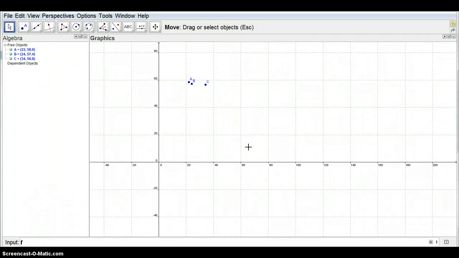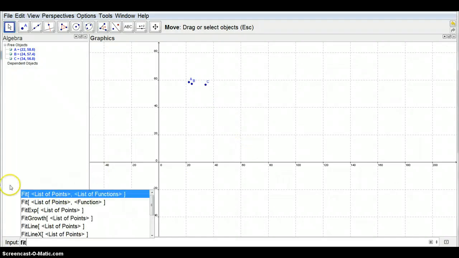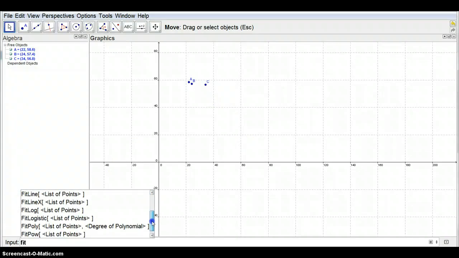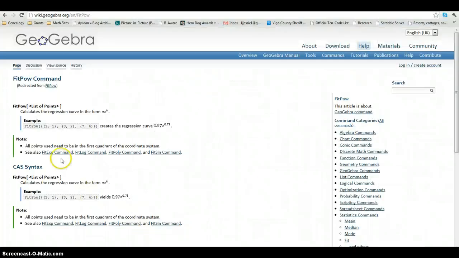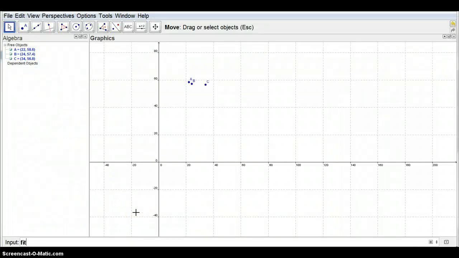And if you type in the input line, fit, it's going to pop up a whole bunch of different types of things. We could fit a polynomial, but we know our cubics and our quadratics, this kind of curve isn't going to look like one of those. We could do a logistic. It might look something like that. It might look like an exponential. It might look like a growth. But we can also do fit POW. And what fit POW means, if you look at the stuff from GeoGebra, their help, it calculates a regression curve. And maybe that's a good curve for this. I don't know. This is something you'll have to play around with.